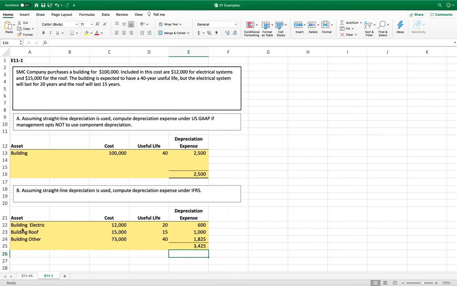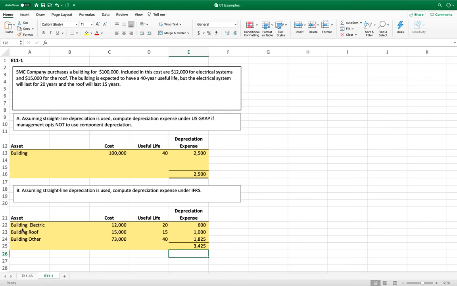Okay, so now we need to think about what impact this has on our financial statements. Under US GAAP, our depreciation expense is lower, which means our net income is going to be higher. So if we start thinking about the stakeholders that are using our financial statements, what would they prefer?